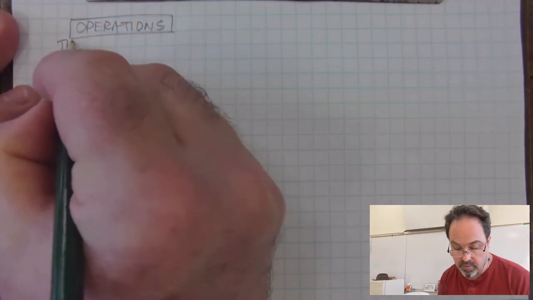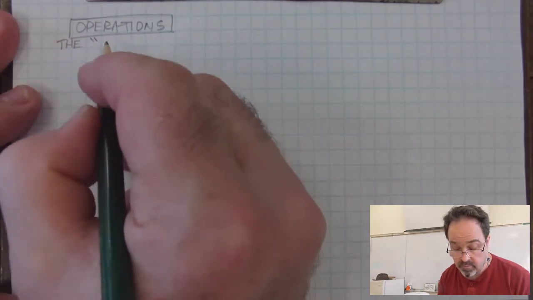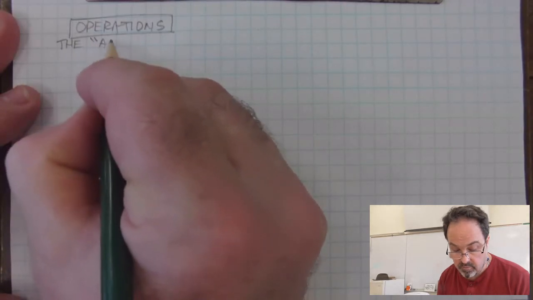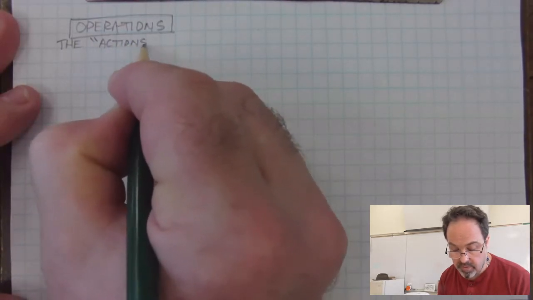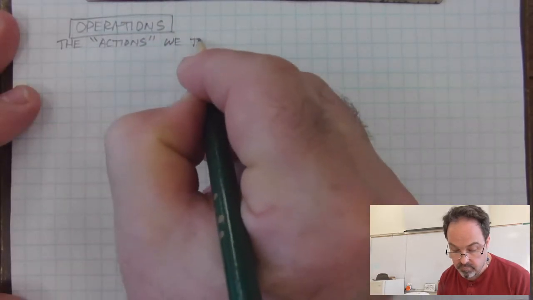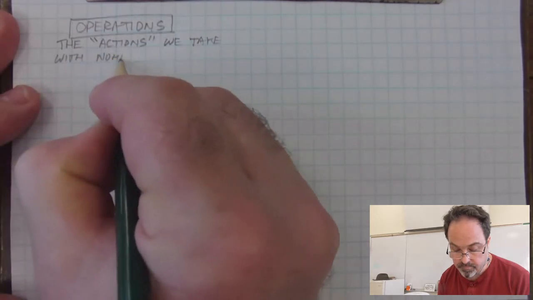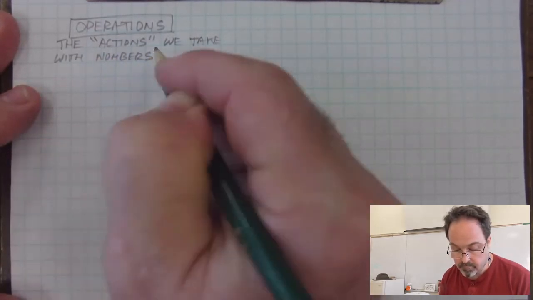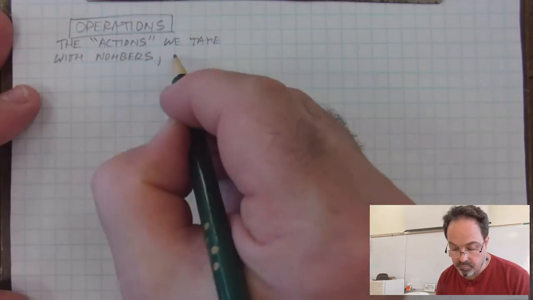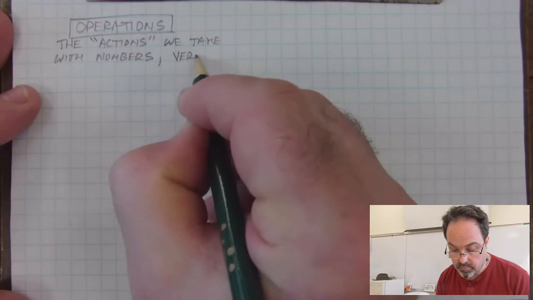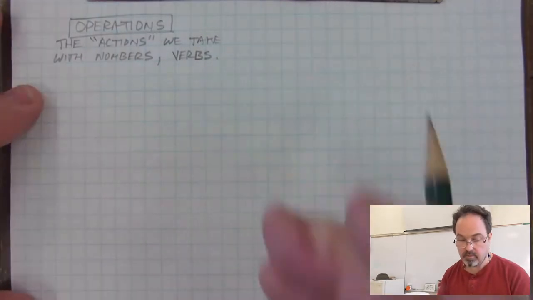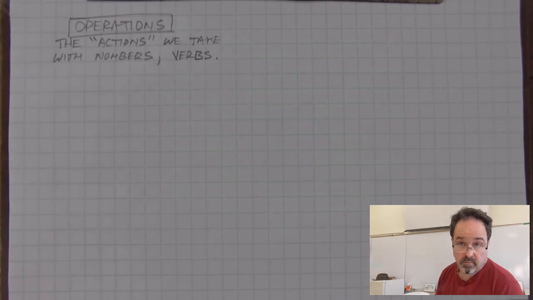If numbers are the objects of mathematics, operations are the actions we take with those objects. And operations are verbs. A ball is a noun, and if we throw a ball, the throwing is the action or the verb that we do to the ball.